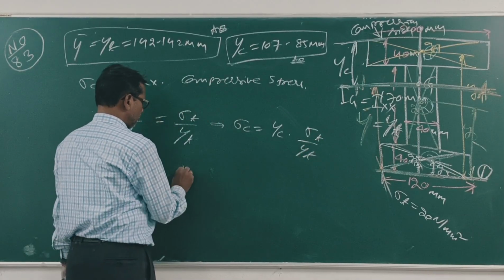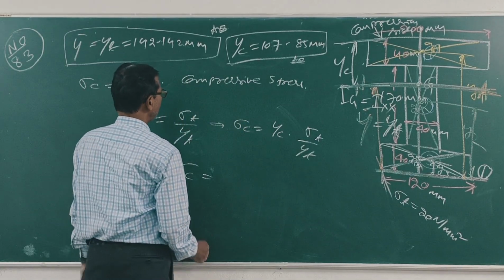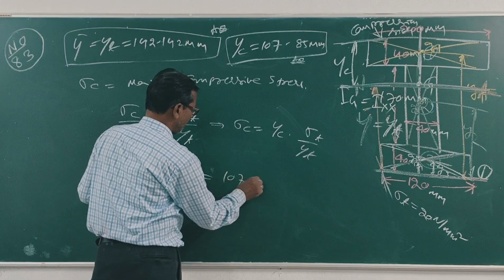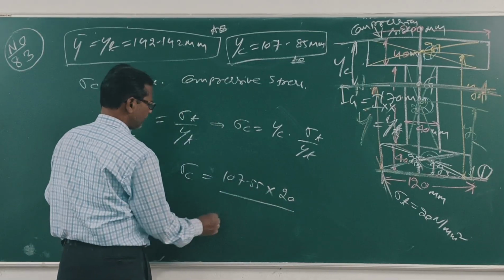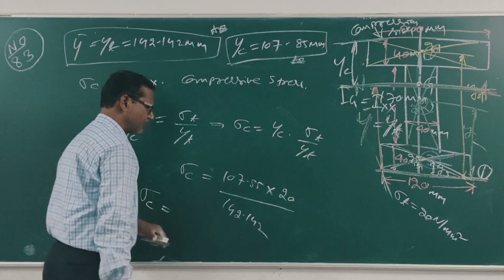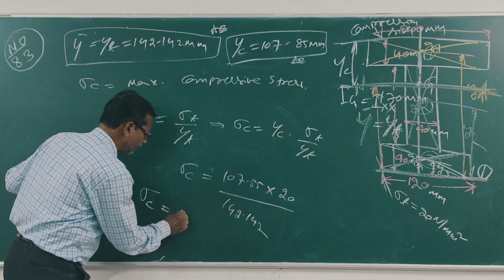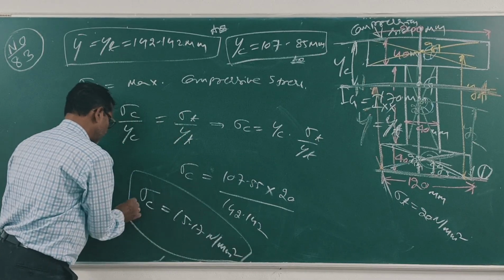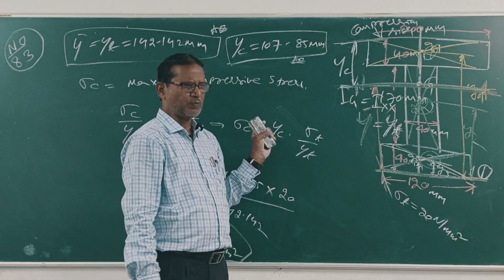So sigma C, yc, what is yc? yc means 107.85, sigma T 20, yt 142.142. This is sigma C. Right? So sigma C is equal to 15.17 Newton per mm square. This completes our problem 83.